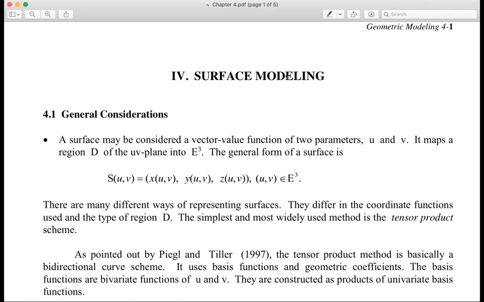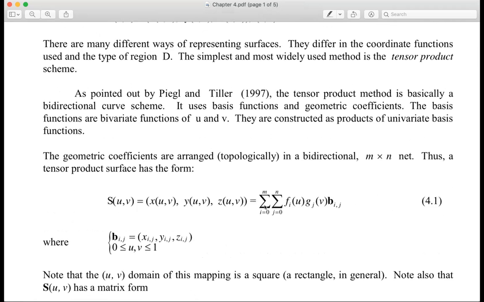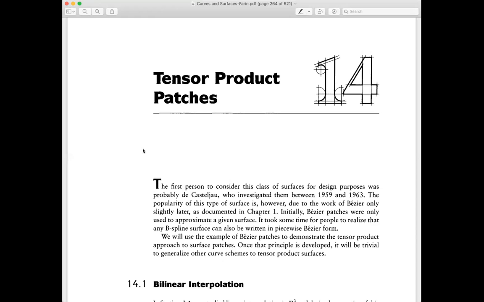In order to make it easier to understand, we have to start from the simplest surface, right? So I have to go back to, okay, I've just uploaded the book by Farin, The Curve and Surface in CAGD, right? So I will stop sharing this and then I will go to Farin. Okay, chapter 14, the topic that we are going to talk about we call the tensor product patches.